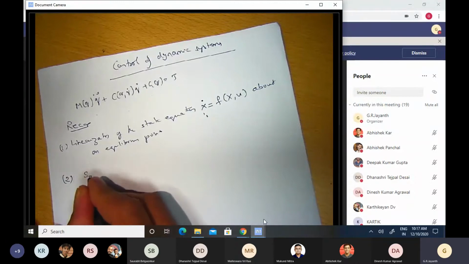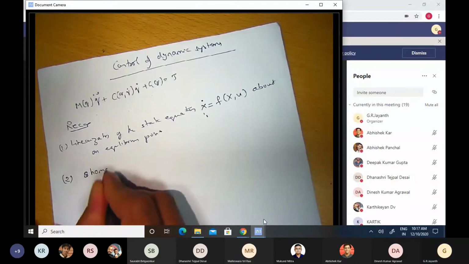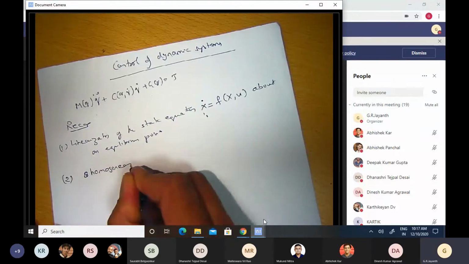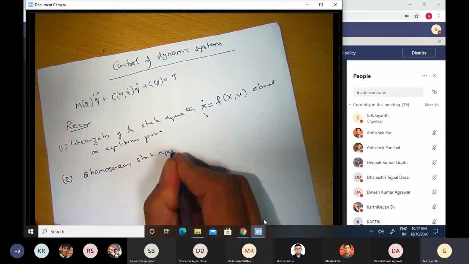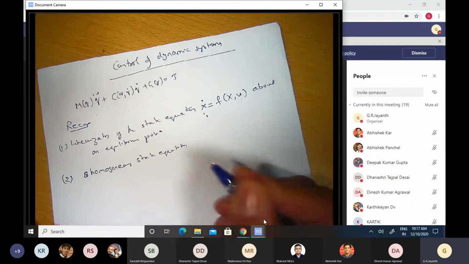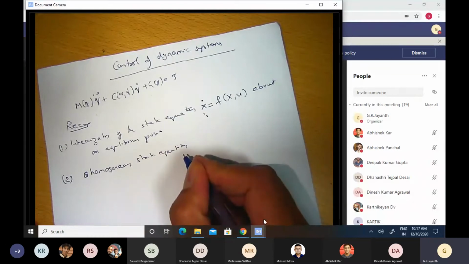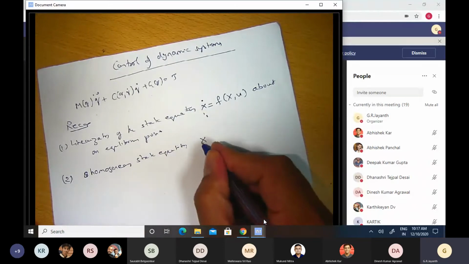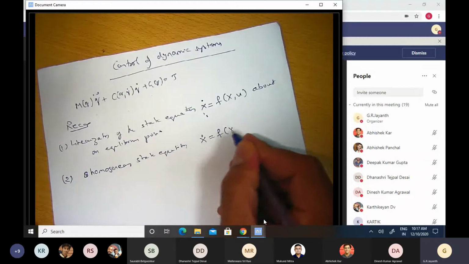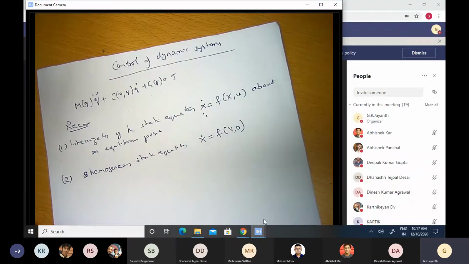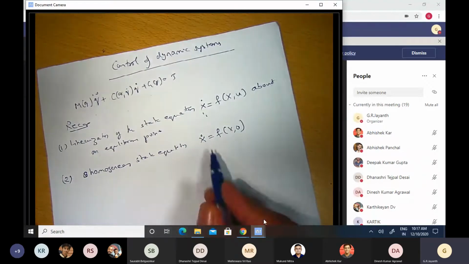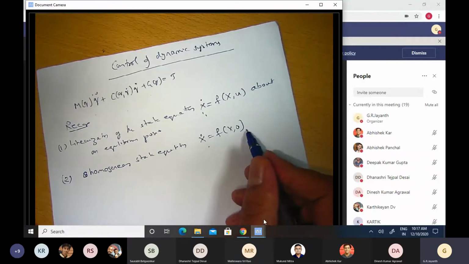So we first solved the homogeneous state equation, or in other words, the state equation for the autonomous system where u was set equal to 0. So x dot is equal to f of x comma 0. That was the system that we solved, but again in the vicinity of the equilibrium point.